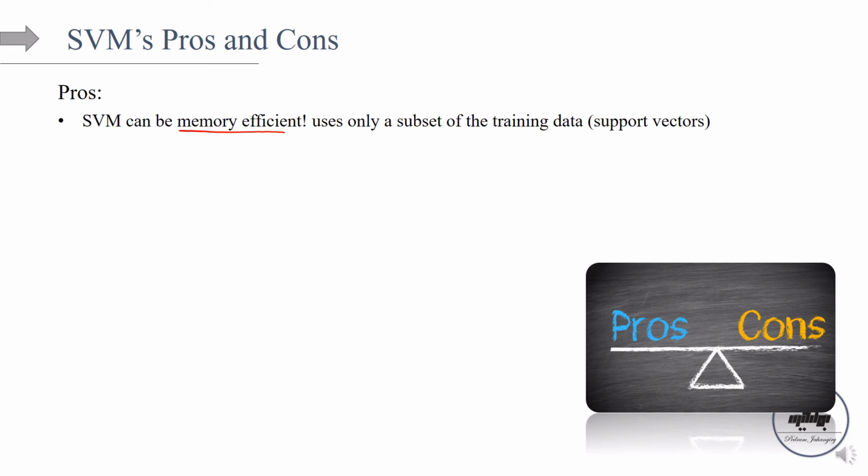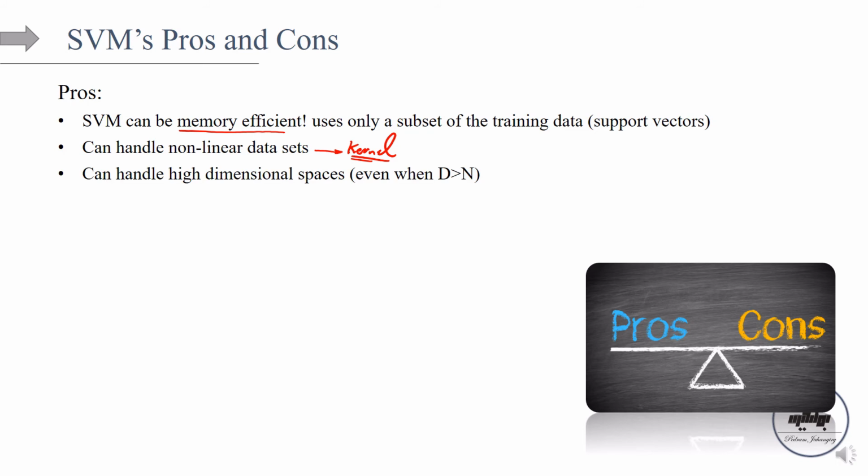But after the model is trained, only the support vectors are going to be used when we are doing the predictions, right? So in that sense, it is memory efficient, at least compared to KNN, it's a lot more memory efficient. It can handle nonlinear data sets, and we know that the trick is the kernel. So if you have a kernel in SVM, then it can easily handle the nonlinearity in the data set.